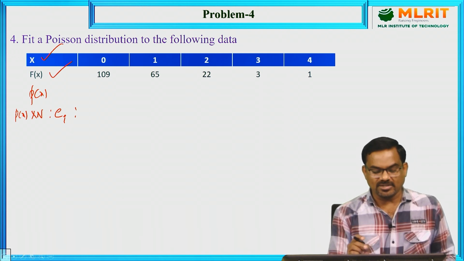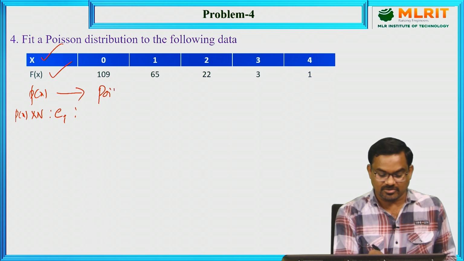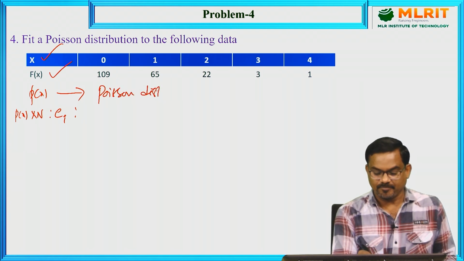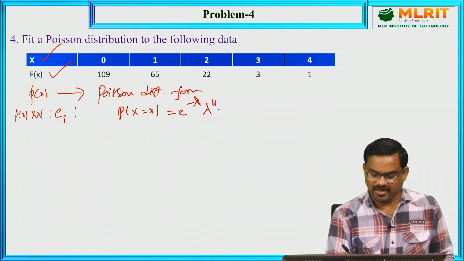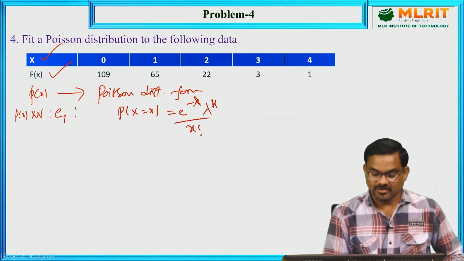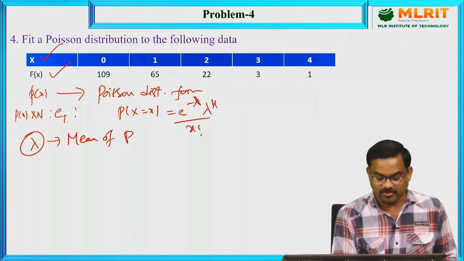So to fit a Poisson distribution, here we calculate these probabilities using the Poisson distribution formula. What is that? Probability of x successes is e power minus lambda, lambda power x by x factorial. So first we need to find lambda. What is lambda? Here lambda is the mean of the Poisson distribution.